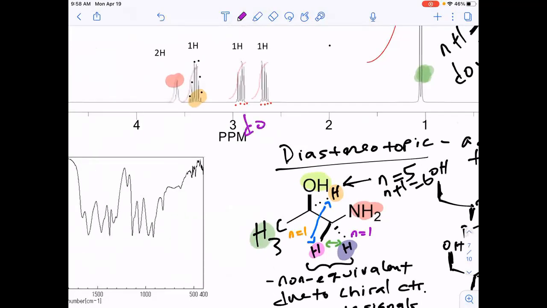I know that's weird. We call it a doublet of doublets because it's 2 doublets, but both doublets are representative of the same proton. You can see the integration is still just 1 proton, right? So those 2 doublets for that one, and then the purple one, you're going to get the same thing. It's going to couple with the pink, and it's going to couple with the orange. So you're going to get a doublet of doublets for that one too.